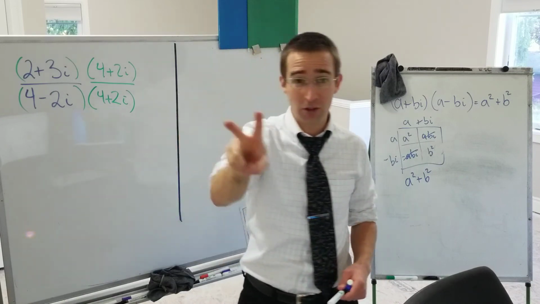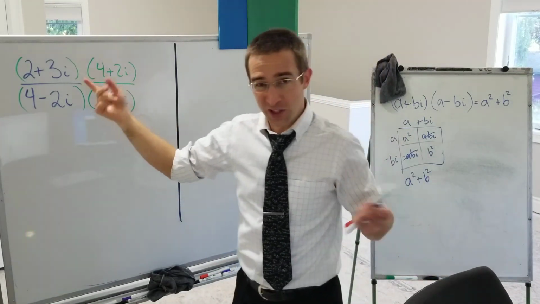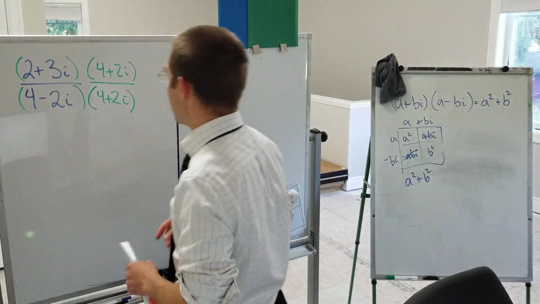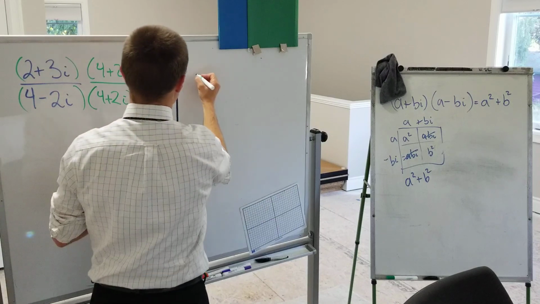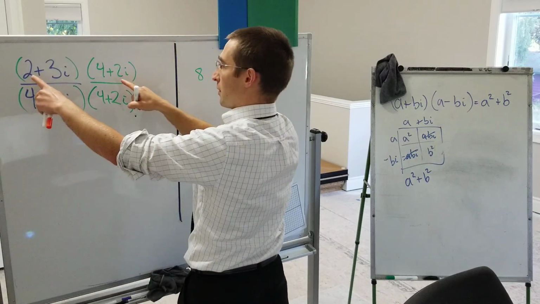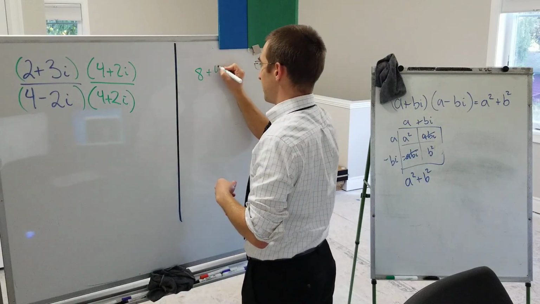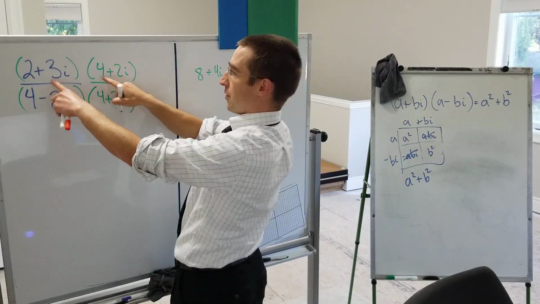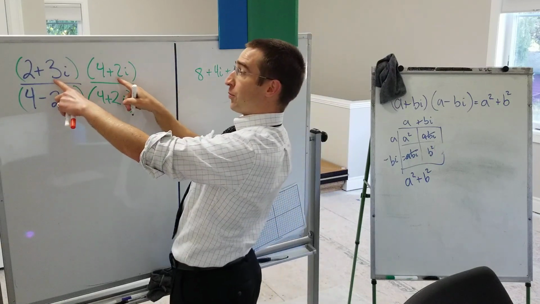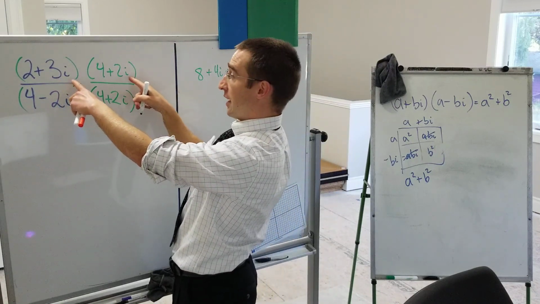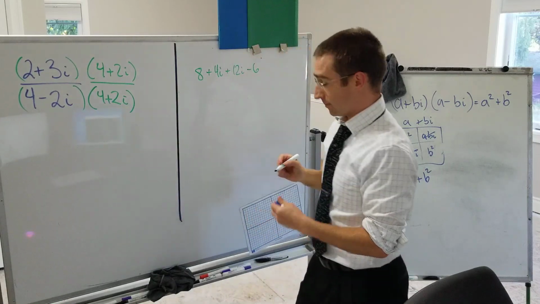Now we have 2 multiplication problems to do. But this one's really easy. The conjugate is easy. Okay, but let's do it. All right. 2 times 4 is 8. 2 times 2 is 4i. 3 times 4 is 12i. And then 3 times 2 is 6, and i times i is negative 1, so it's minus 6.